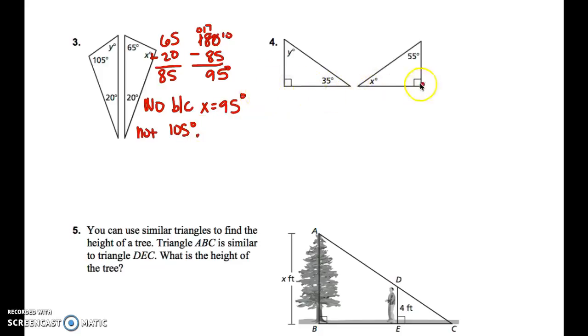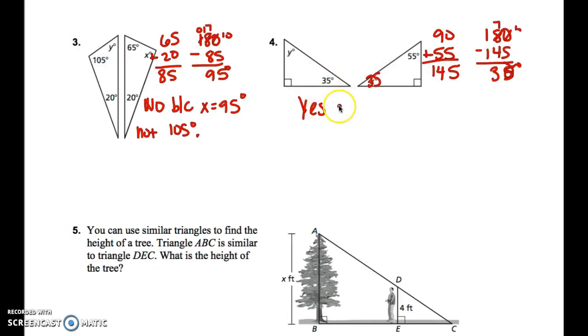again, I notice they have a 90-degree angle in common. So I need to figure out either x or y and see if it matches up with the other. So let's work right here on this right triangle, or I guess the triangle on the right. We have 90 plus 55. You get 145. Subtract that from 180. That should be 35. Sorry. So x is 35, and yes, that matches up with that angle.